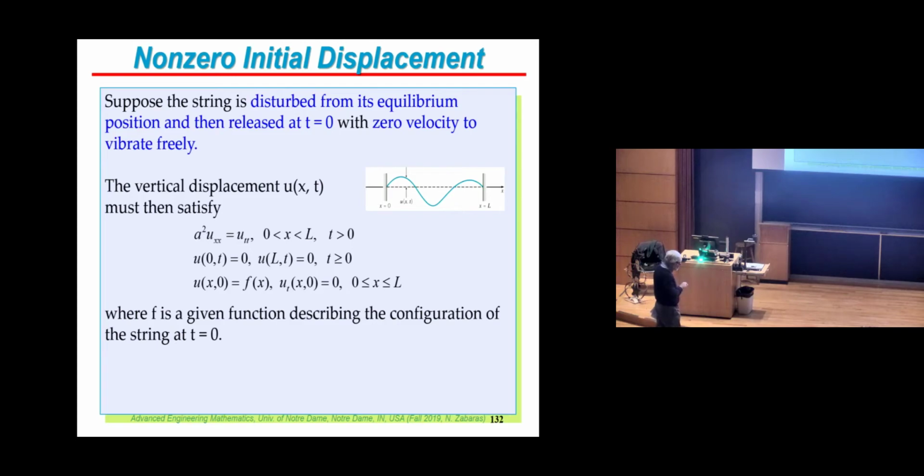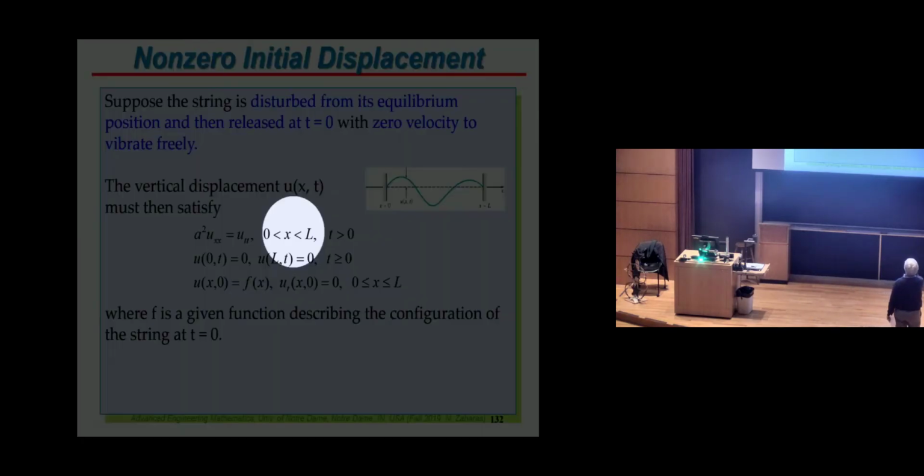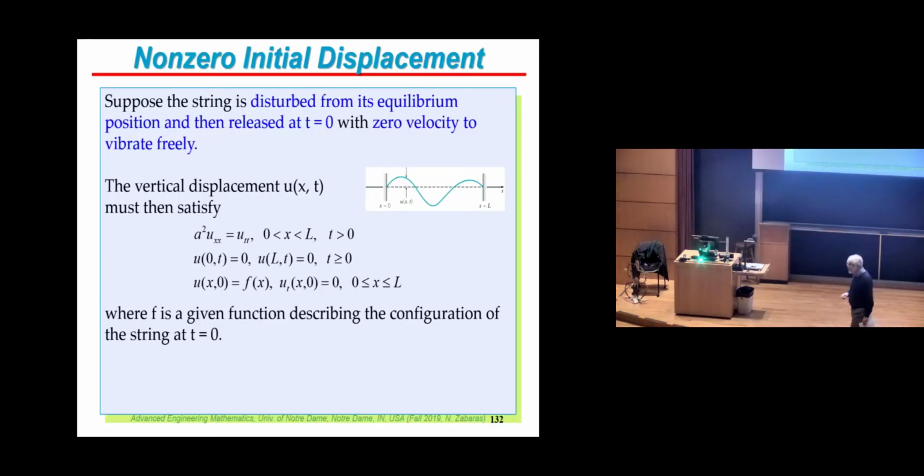I am not going to derive anything. It's in the notes, sort of in an appendix. This is the wave equation, a squared u_xx equals u_tt. You notice, in difference from the diffusion equation, there is a second derivative in time now, right? This is the fundamentals of the wave equation.